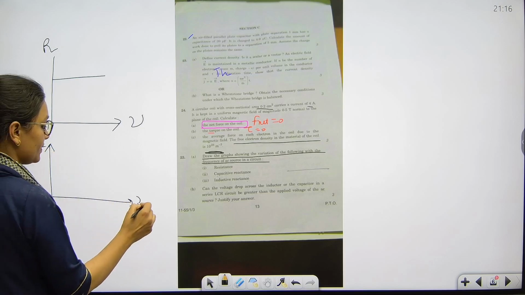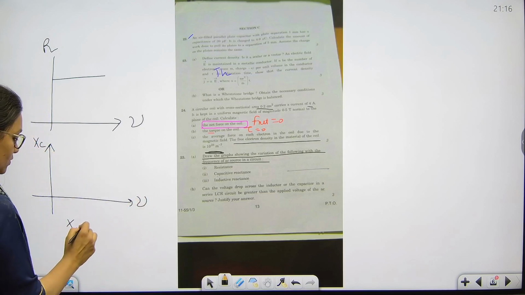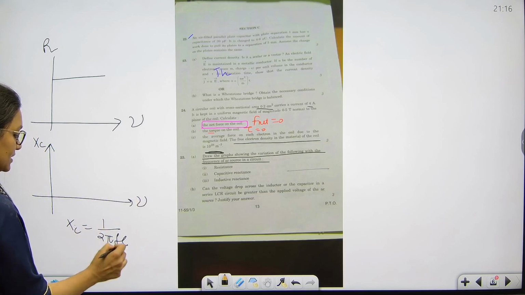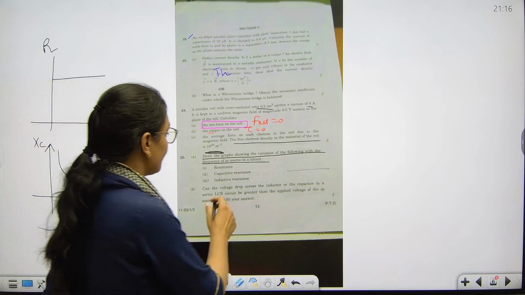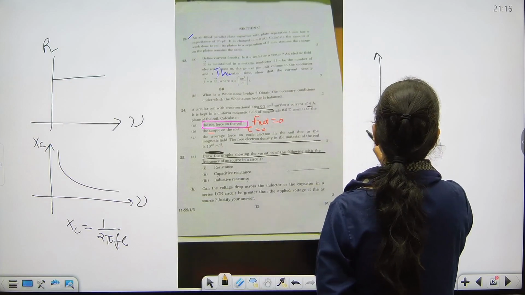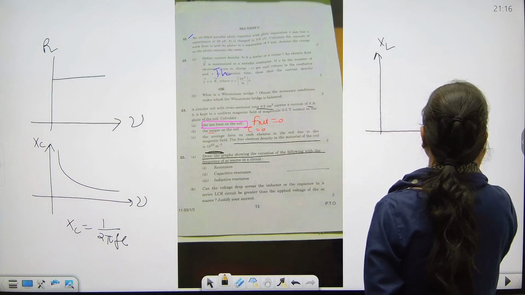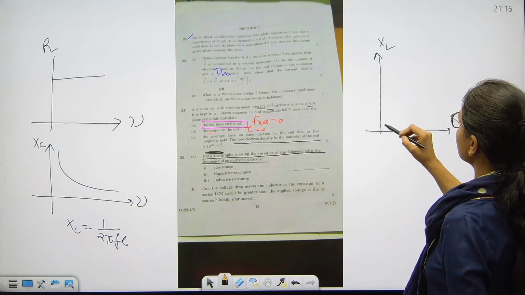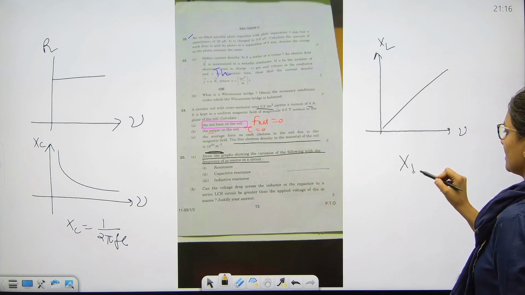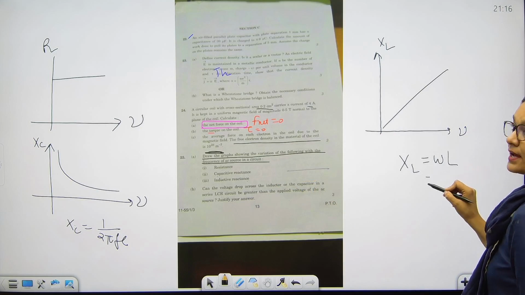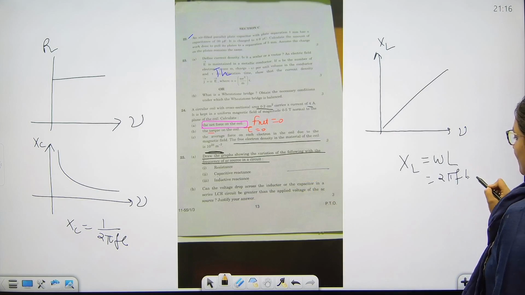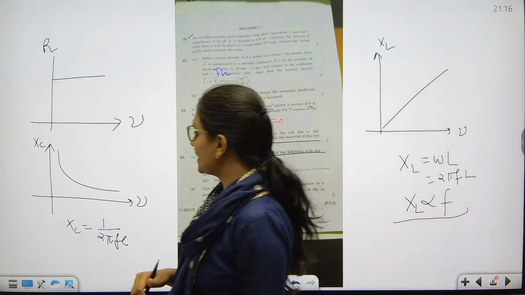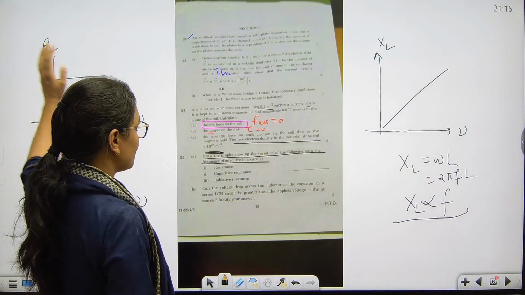Capacitive reactance, we all know the graph. XC versus frequency. XC is equal to 1 upon omega C, 1 upon 2 pi FC, an inversely proportional graph like this. Then we have inductive reactance, XL, which we covered in the theory lectures also. It is a straight line, because XL is equal to omega L, which is 2 pi FL. So XL is directly proportional to frequency. You can easily draw the graphs, a very easy question.